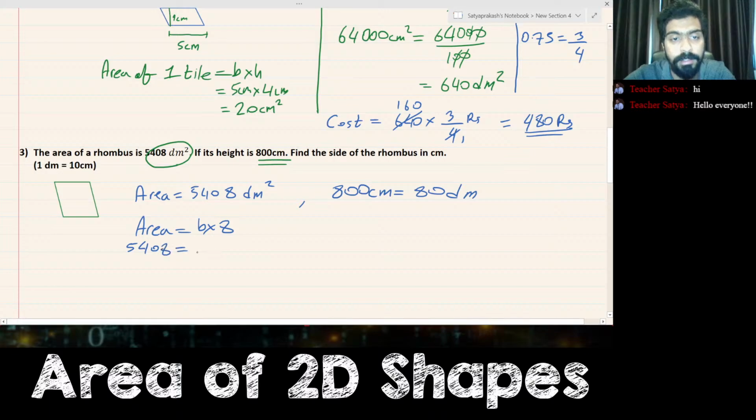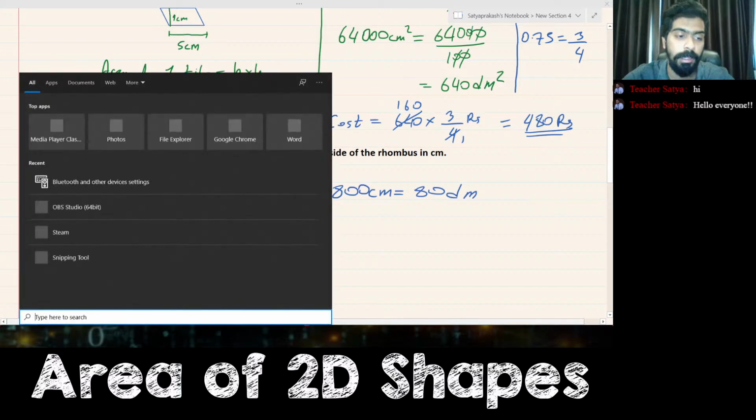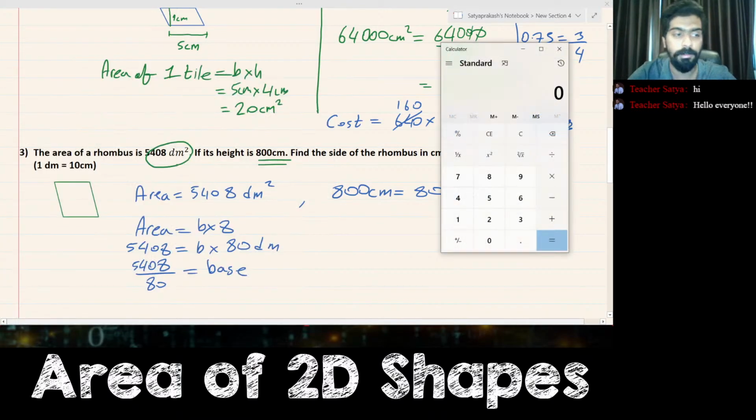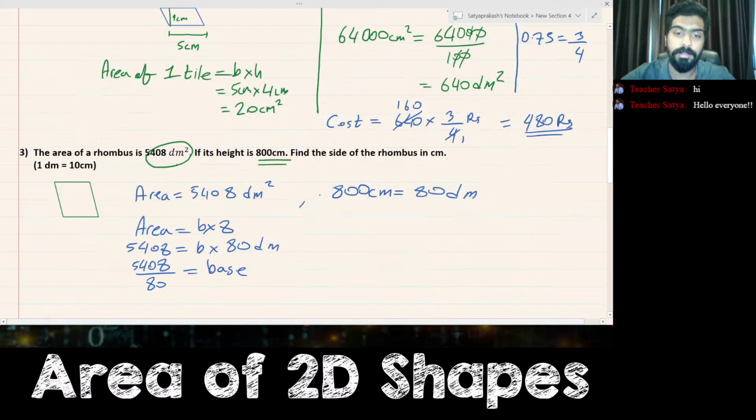Area we know is 5408, which is equal to the base multiplied by 80 dm, right? Now let's go ahead and find the base. So 5408 over 80 is equal to the base. Now let's use the help of a calculator to find this. So we have 5408 divided by 80, which is 67.6 dm, equal to the base, right, guys?